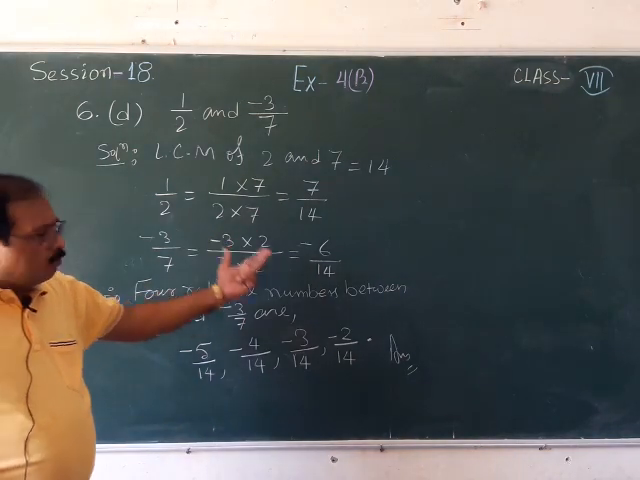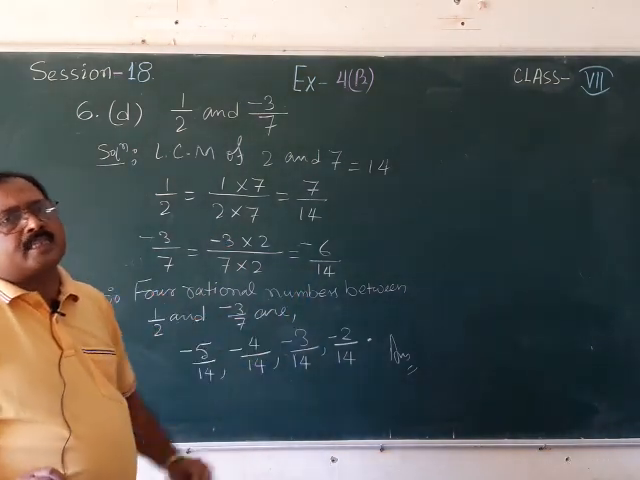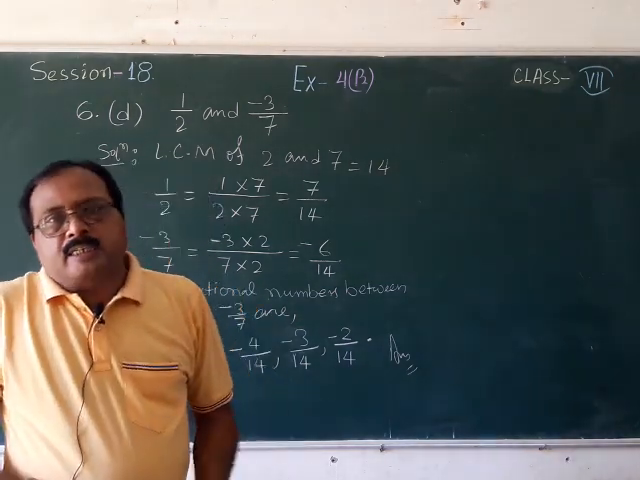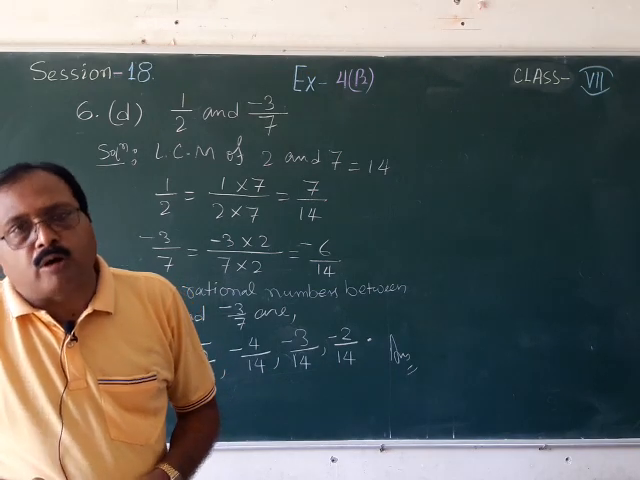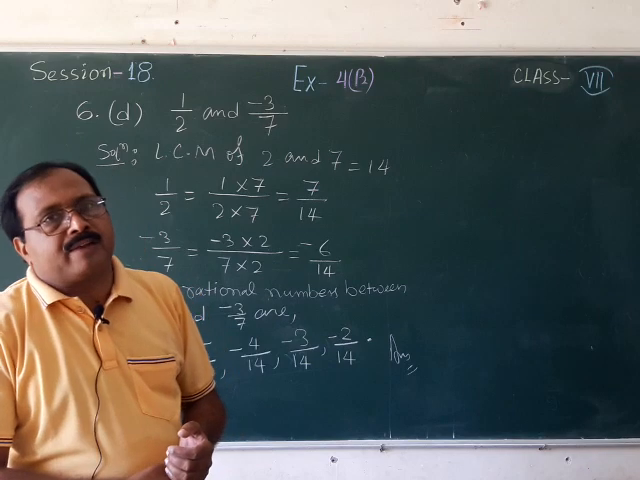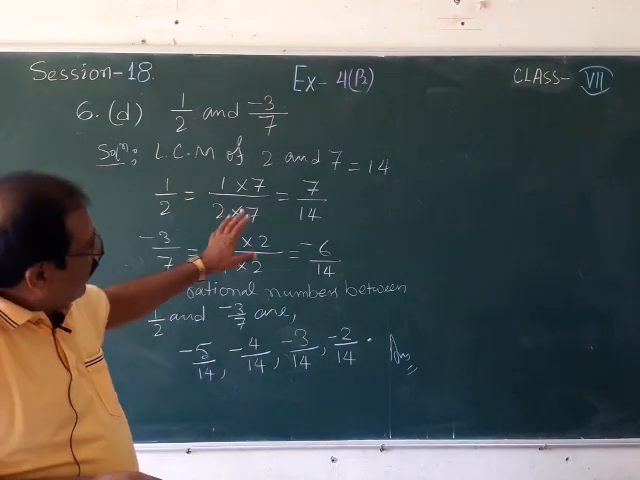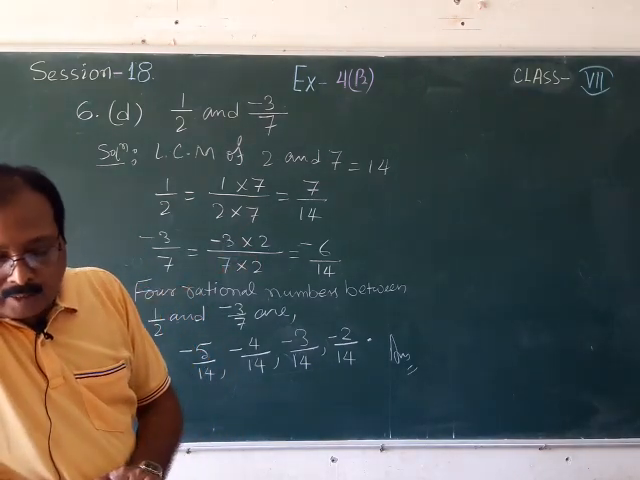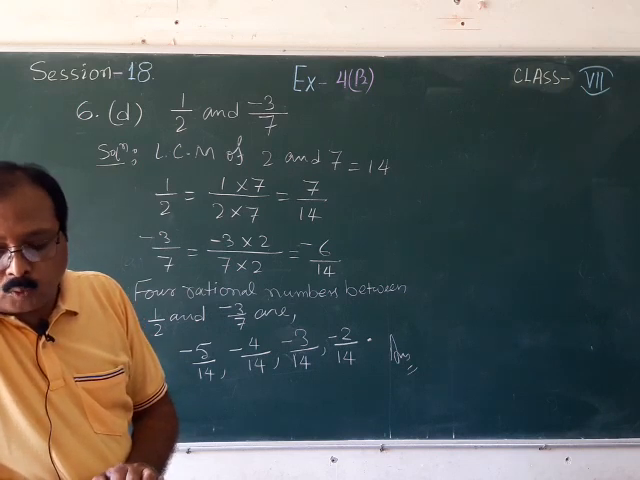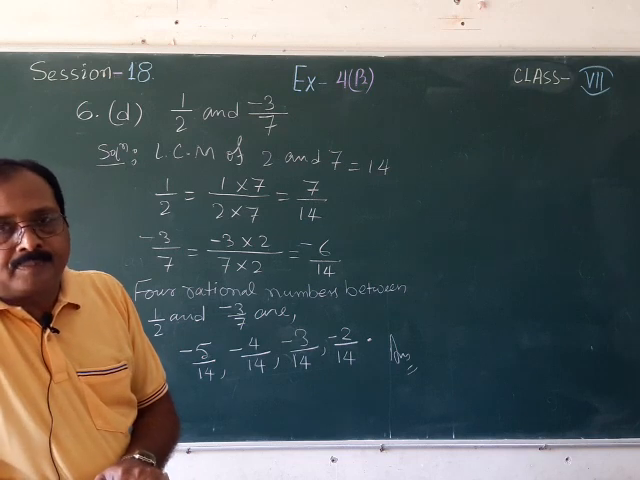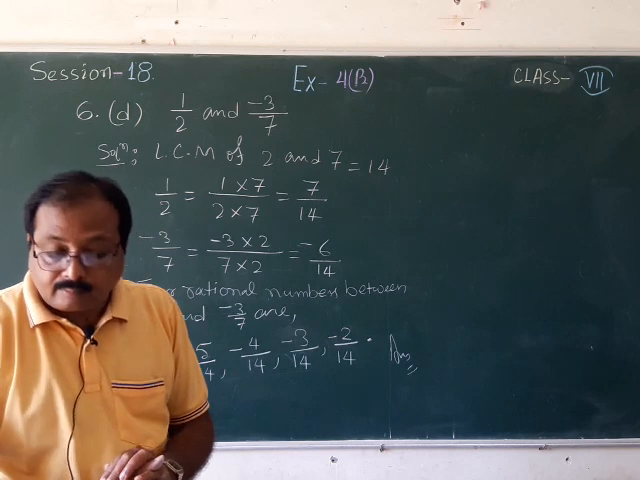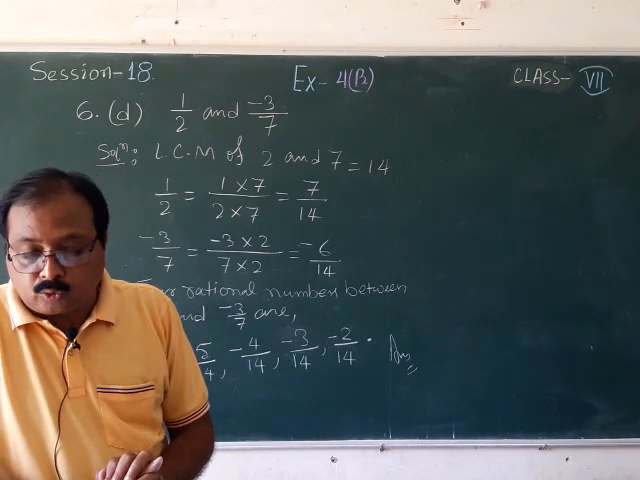So this is the most convenient and easiest way to find the rational numbers in between two given rational numbers. Always change the given rational numbers into like fractions, then you can write the numbers easily. There will be no problem in writing them. Now question number 7. You copy down, then I am going to show you question number 7.